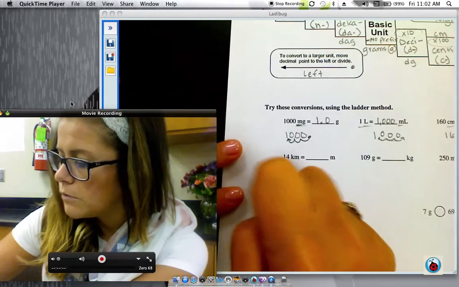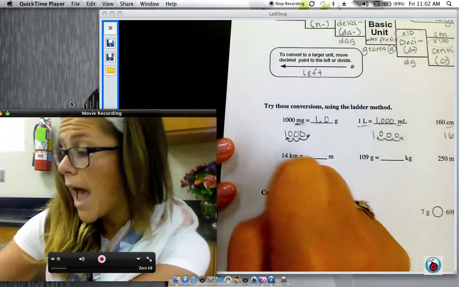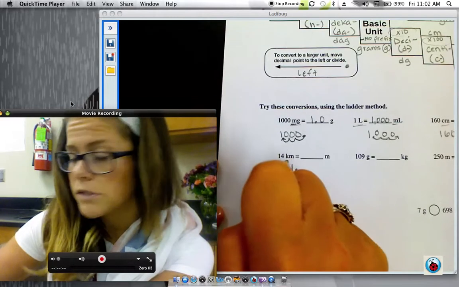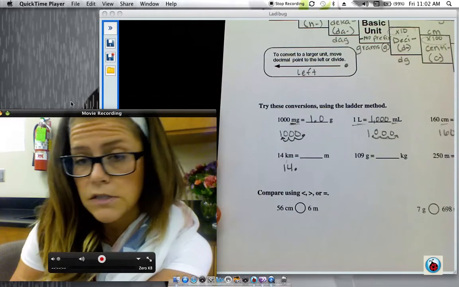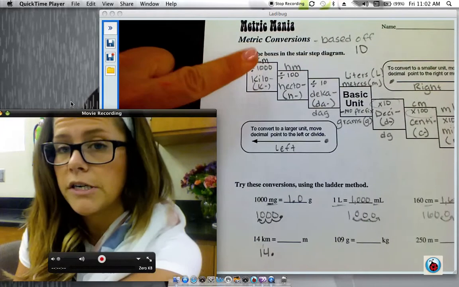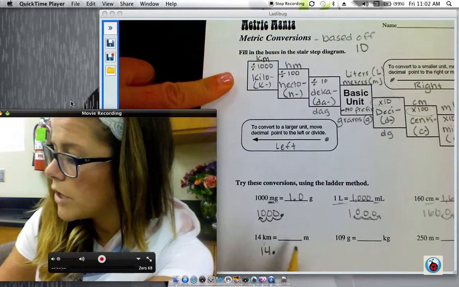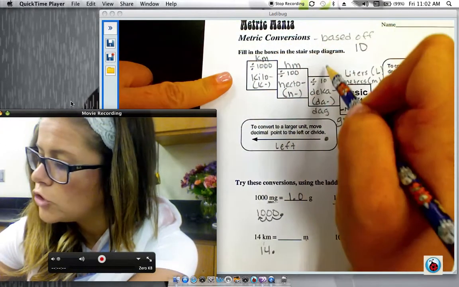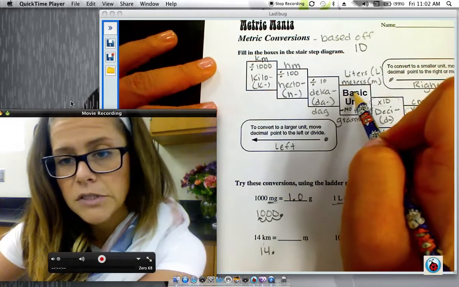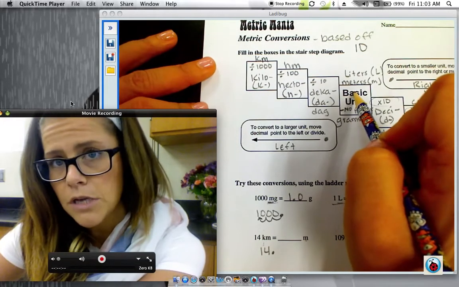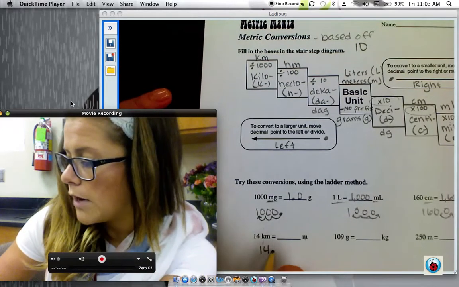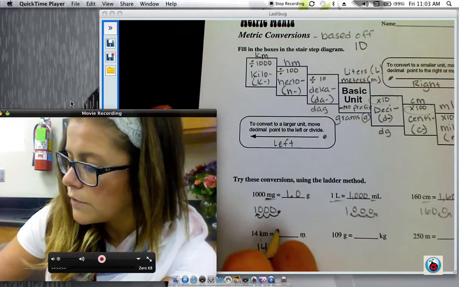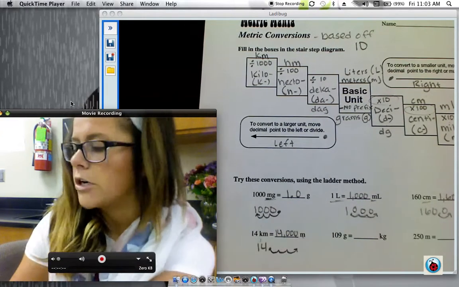All right, last example. 14 kilometers. We write down our number, so 14, and we add our decimal. It's always at the end of the whole number. Then we have to find kilometers. There's our K, so that K stands for kilo. Kilo's at the very top of our chart here. So we go from kilometers to meters. To do that, we have to go down the ladder 1, 2, 3 steps. And because we went to the right 3 times, we have to move our decimal 3 times to the right. 1, 2, 3. So 14 kilometers is equivalent to 14,000 meters.